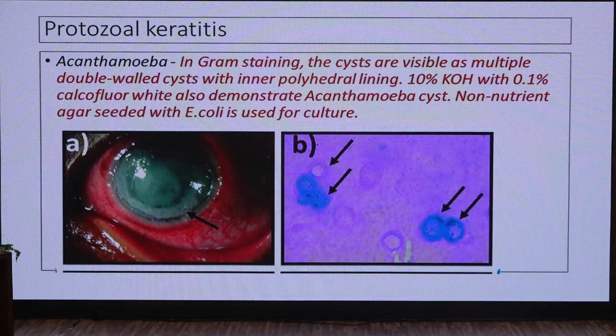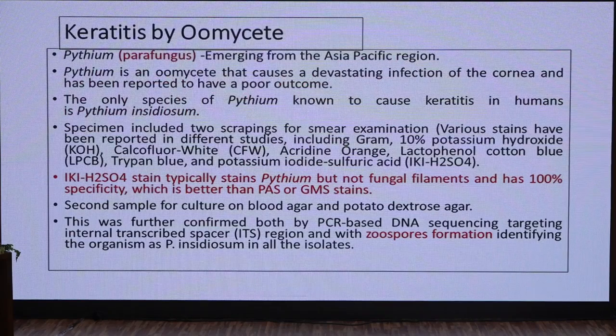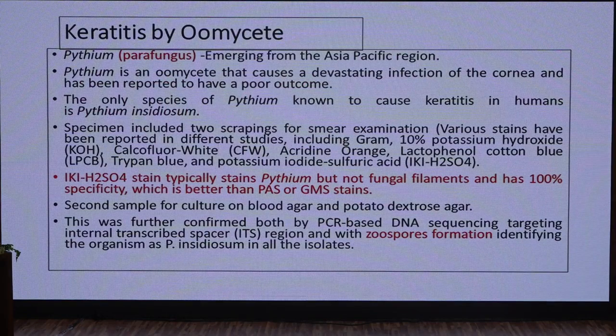And in Gram stain, we can see this double-walled cyst with inner polyhedral lining. It can also be stained with 10% KOH along with calcofluor white, and the culture media that is used is non-nutrient agar. Coming to keratitis by oomycete, this is also an emerging parafungus from the Asia-Pacific region, that is Pythium, and the only species infecting humans is Pythium insidiosum.